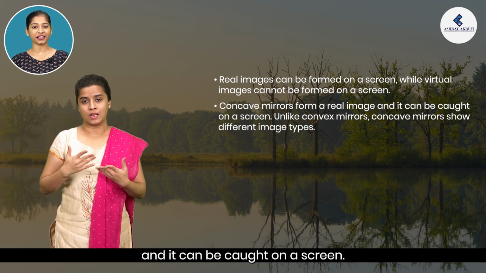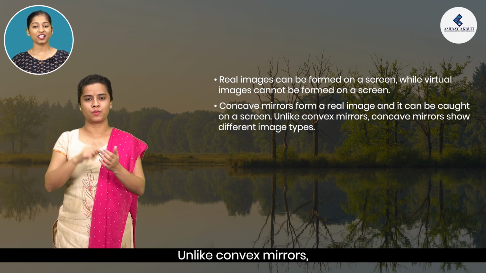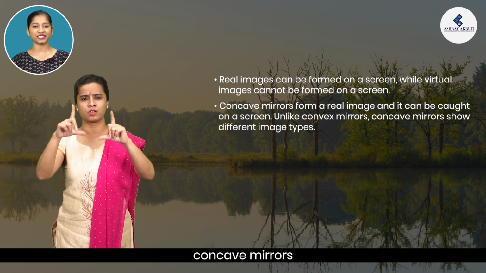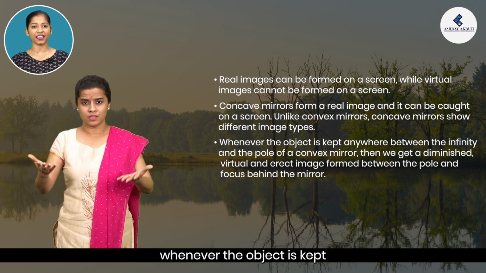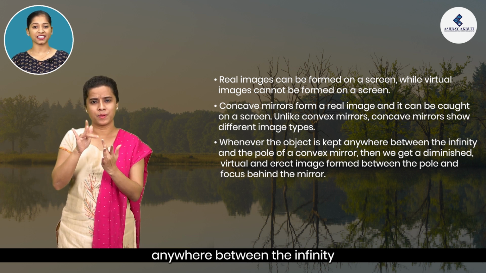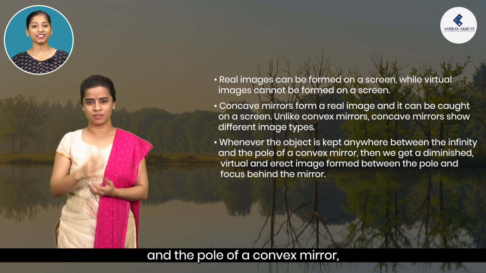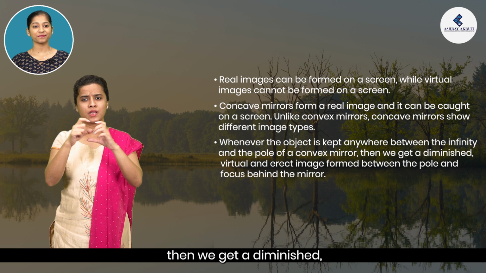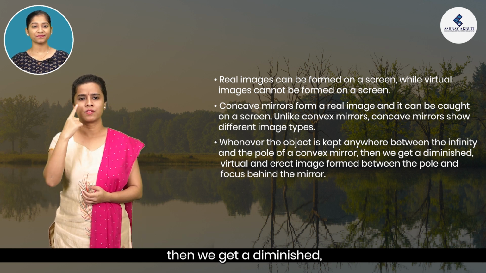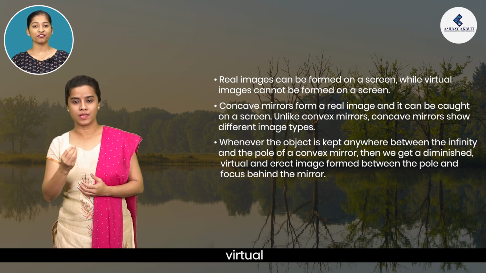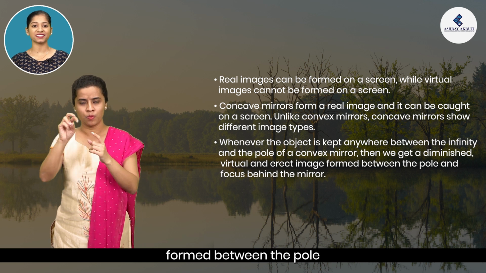Unlike concave mirrors, convex mirrors show different image types. Whenever the object is kept anywhere between the infinity and the pole of a convex mirror, then we get a diminished, virtual and erect image formed between the pole and focus behind the mirror.